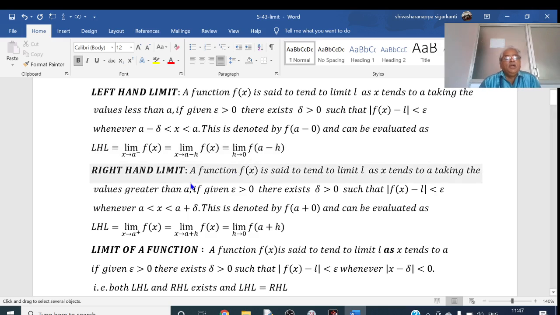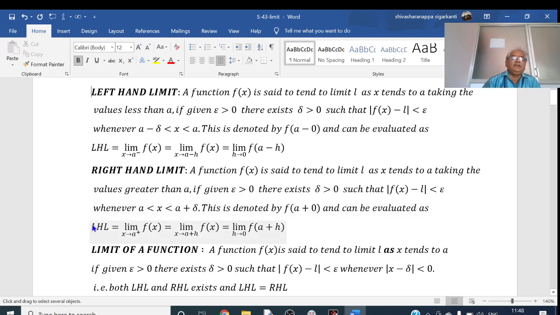Similarly, right hand limit. That is, x approaches to A, taking the values greater than A. Then we say that it is the right hand limit because it is approaching from the right side to A. Again the definition is the same. Given epsilon greater than 0, there is delta greater than 0, such that mod of f x minus L is less than epsilon when x lies in the interval A to A plus delta, where x is greater than A. And this is denoted by f of A plus 0.